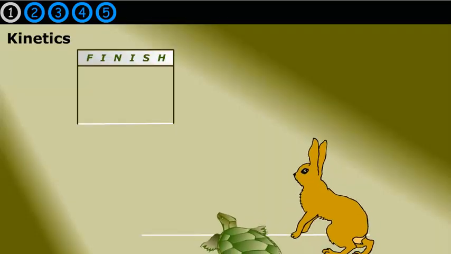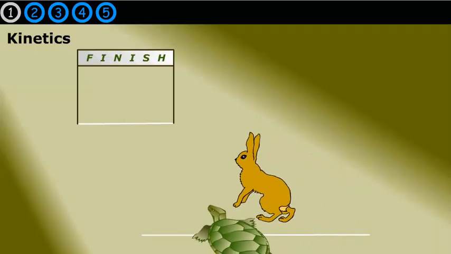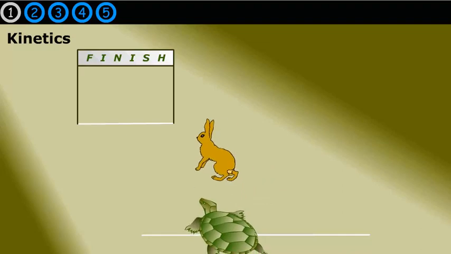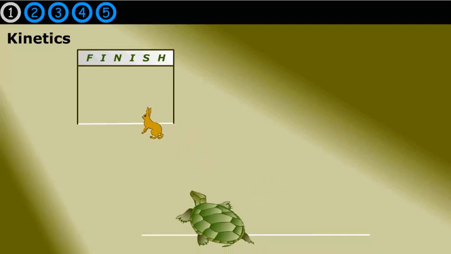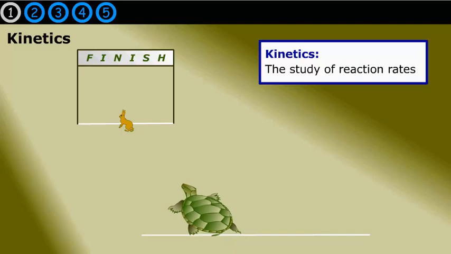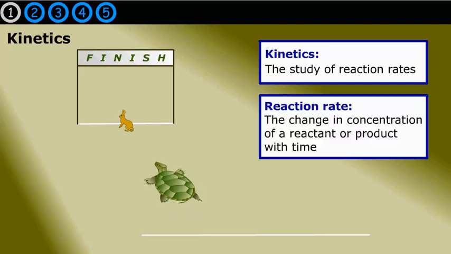Thermodynamics tells us whether a reaction will occur, but knowing a reaction is spontaneous doesn't tell us anything about how fast the reaction occurs. Kinetics is the study of reaction rates. Reaction rates tell us how fast the reaction occurs. A reaction rate is the change in concentration of a reactant or product with time. Typical concentration units are molar, and typical time units are seconds.